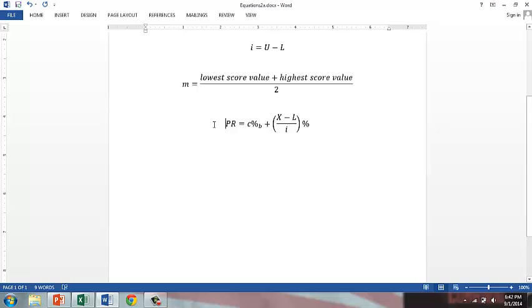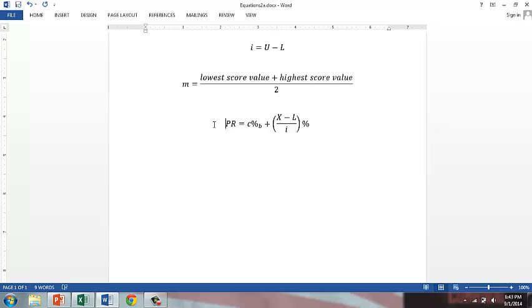Here's the formula for percentile rank for grouped frequency distributions. Percentile rank is equal to the cumulative percentage below the lower limit of the critical interval plus the raw score minus the lower limit of that interval divided by the size of the interval times the percentage in that interval.